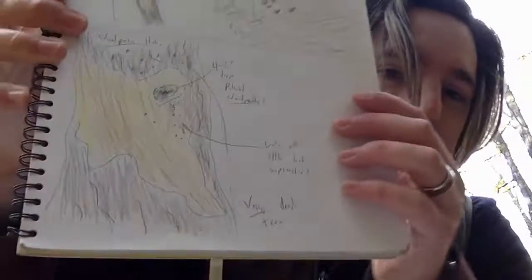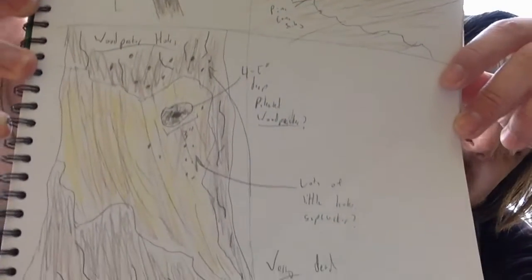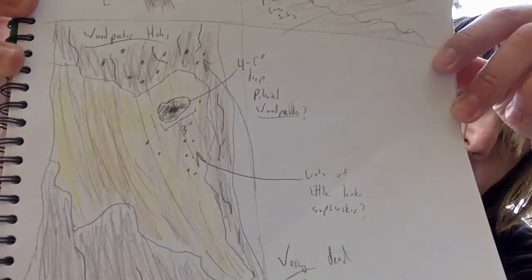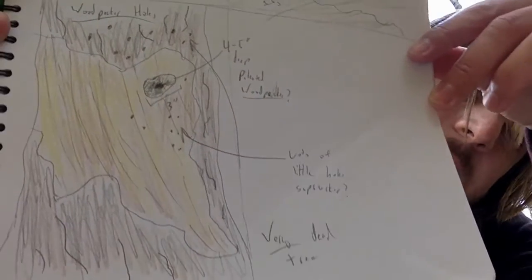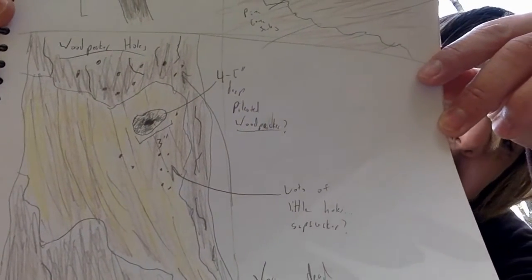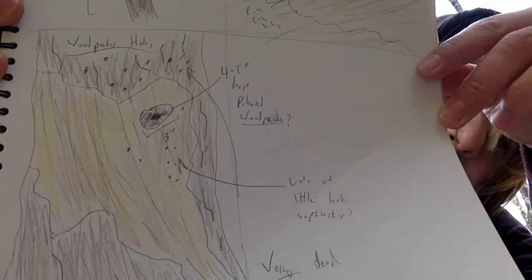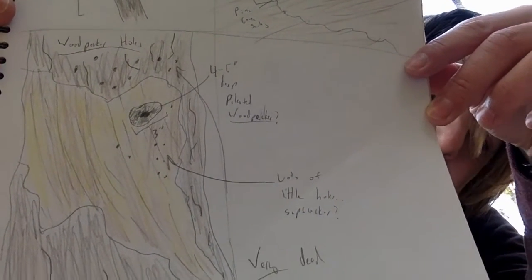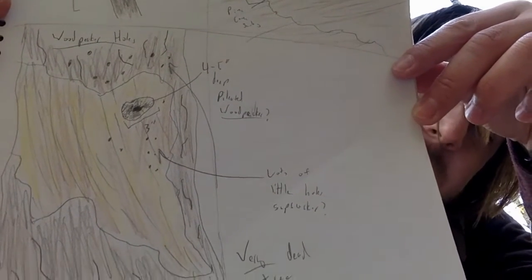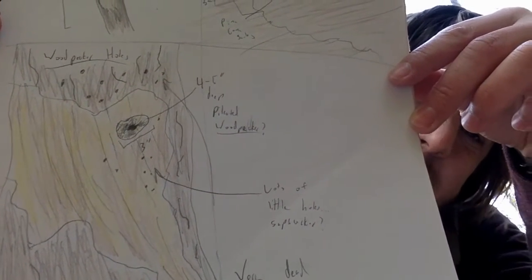So here's what I came up with for my last animal sign, my woodpecker holes right here. As you can see, it took up a little bit more space than I originally planned for it, and that's totally okay. What I really wanted to show was the big woodpecker hole that I thought was a pileated woodpecker, and the little ones around it that I thought might be a sapsucker.